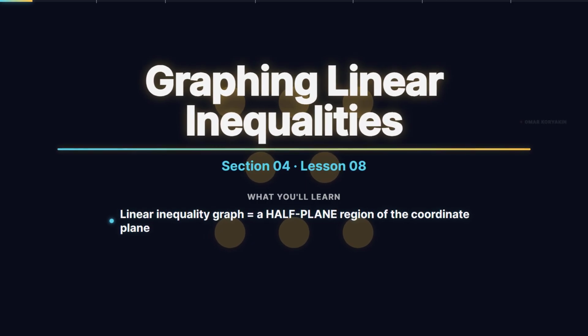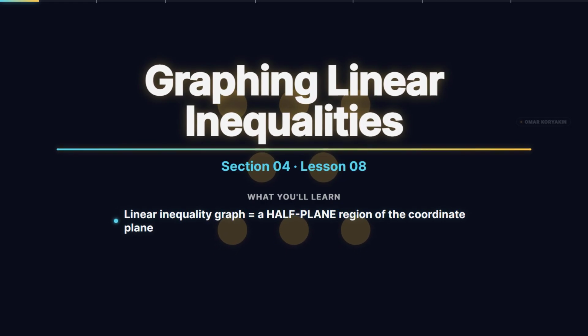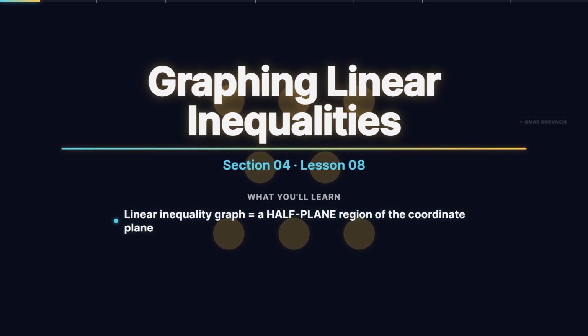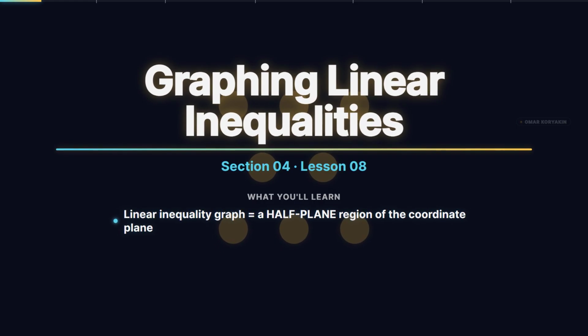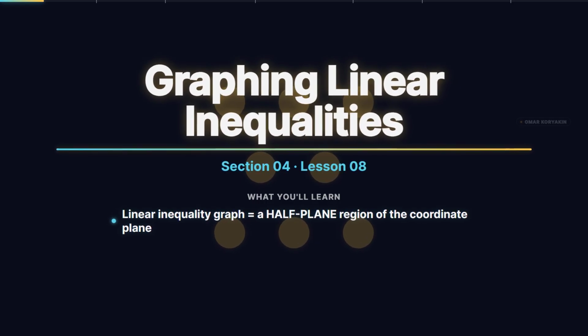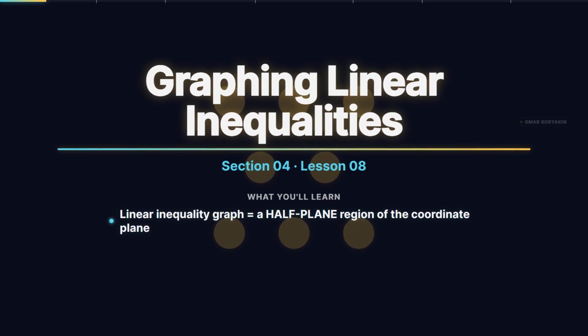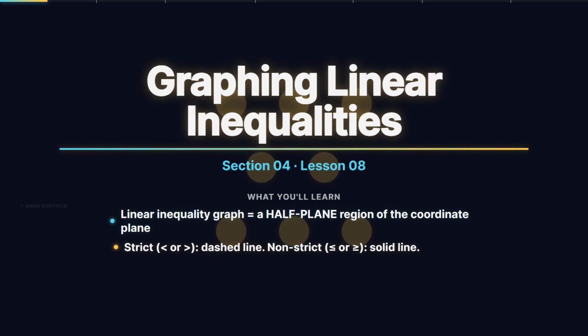First idea on the board. The graph of a linear inequality in two variables is a half-plane, an entire two-dimensional region of the coordinate plane bounded by the line that corresponds to the equality. The line itself separates the plane into two halves, and the inequality picks out one half as the solution region. Every point in the chosen half-plane satisfies the inequality, while every point in the other half does not. Understanding the half-plane structure is the conceptual key that unlocks all of two-variable inequality graphing.